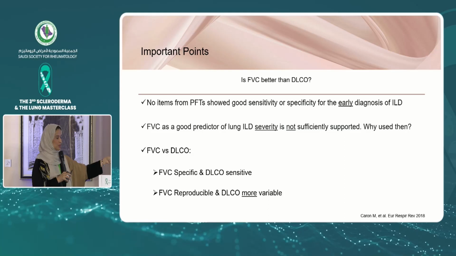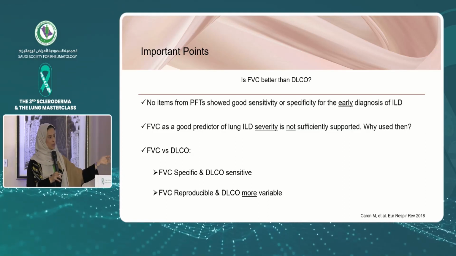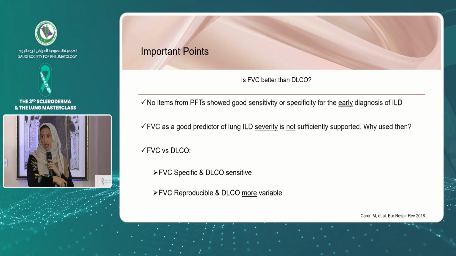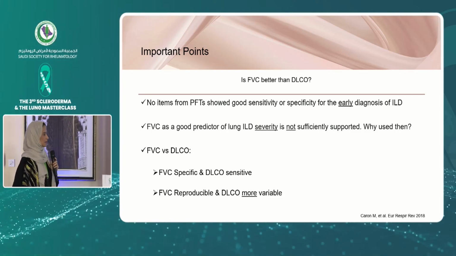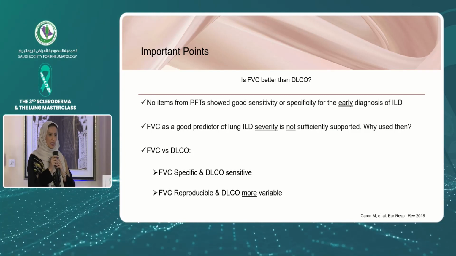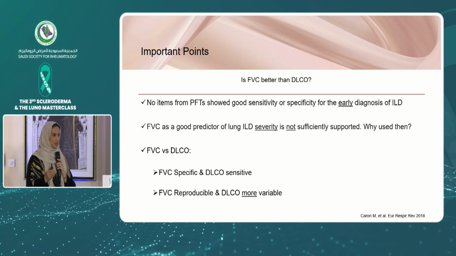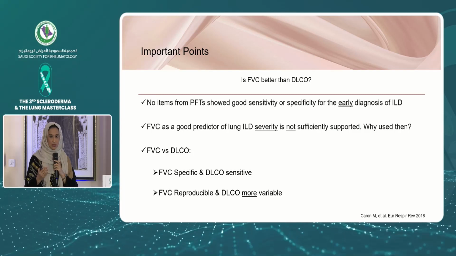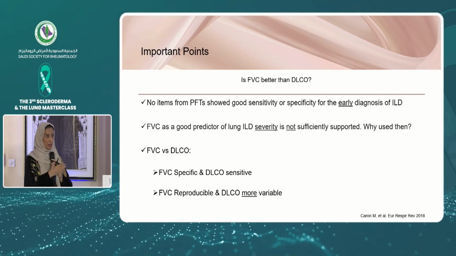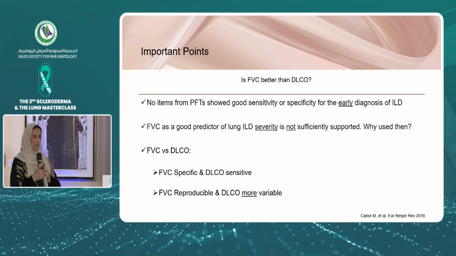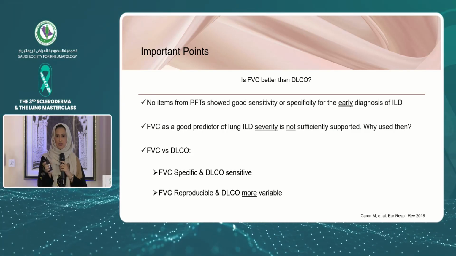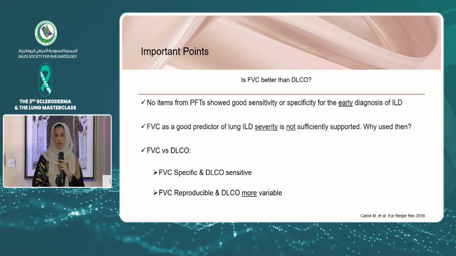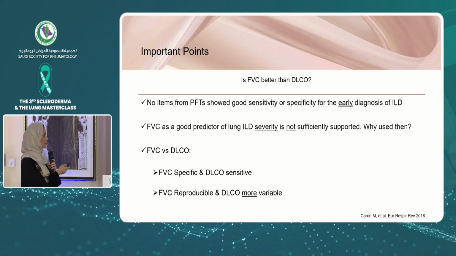Secondly, FVC reproducibility: it's thought to be more reproducible, and DLCO more variable. Again, I'm going to show on the next slide that's not completely accurate. And interestingly, the minimum clinically important difference for the trials was up to 3.3% change in FVC. And this actually falls into the patient's range of measurement error, inter-individual variability. So the FVC is also quite variable. It's not only the DLCO.